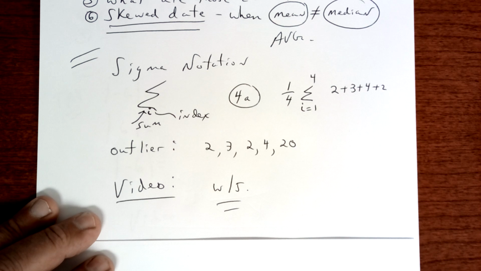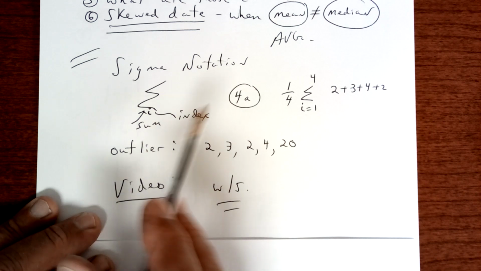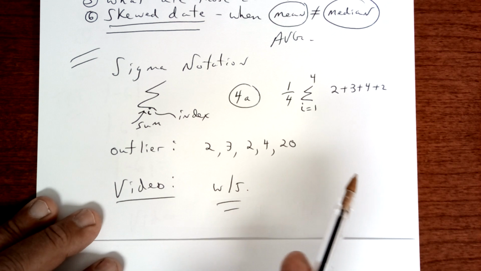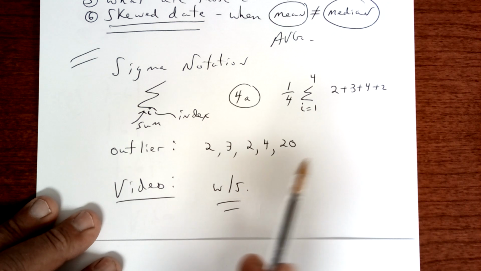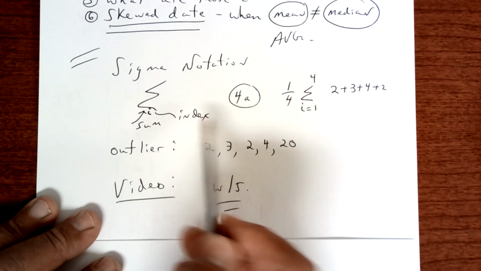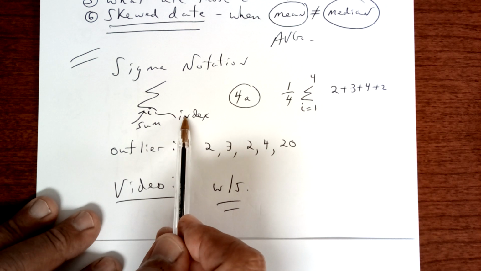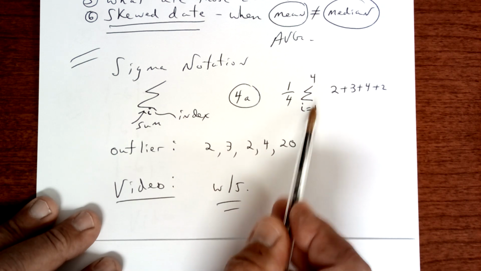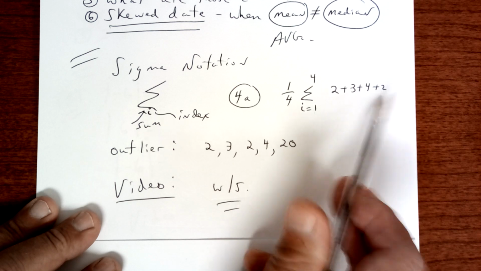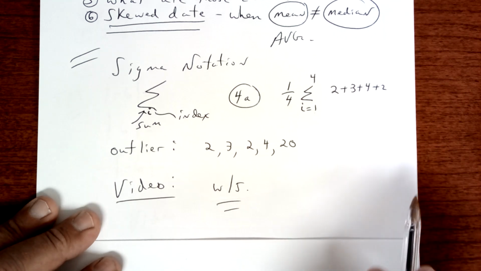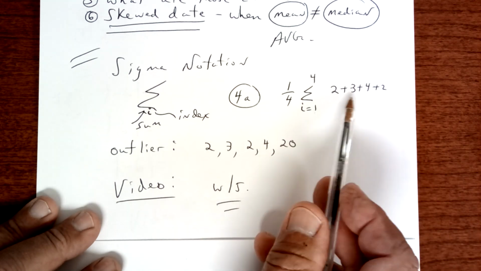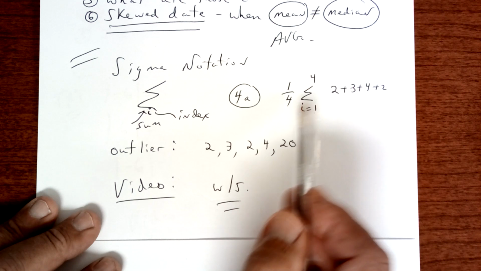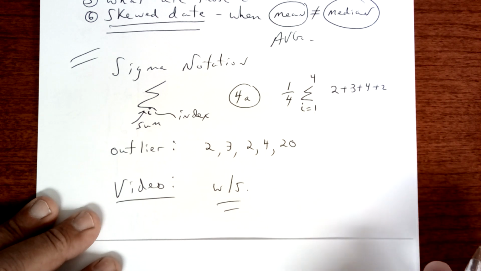This is sigma notation. Now sometimes I'm not going to go over everything in the lesson, so you have to read the book. So that is called sigma notation. The i is the index, and it tells you how many pieces of data you have, from 1 to 4. 1, 2, 3, 4 pieces of data. To find the mean, it would be 1 divided by 4. So you'd have to divide all of this by 4. And that is called sigma notation.